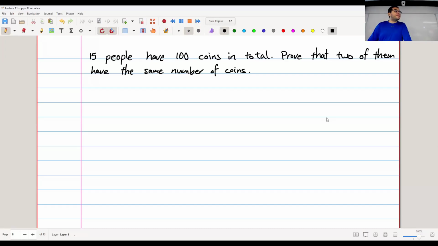Any ideas? Okay, look. This is actually not directly applying the pigeonhole principle, but we're going to apply something that is very similar to the simple proof that we had for the pigeonhole principle. So let's just do proof by contradiction. So suppose each person has a different number of coins.